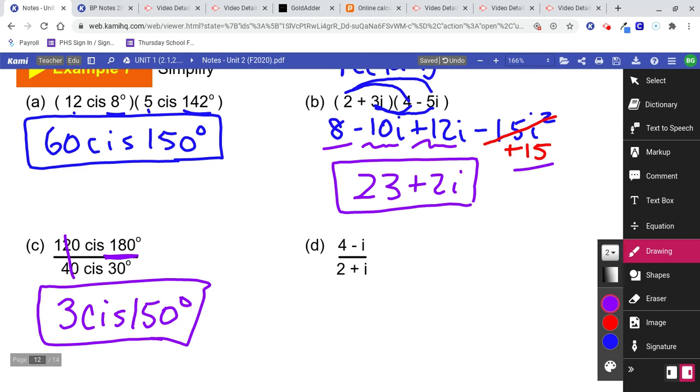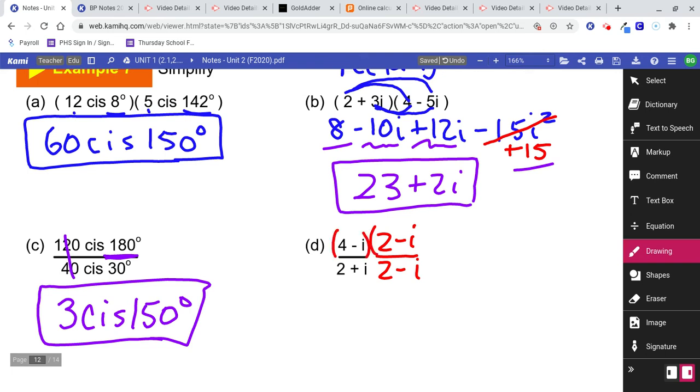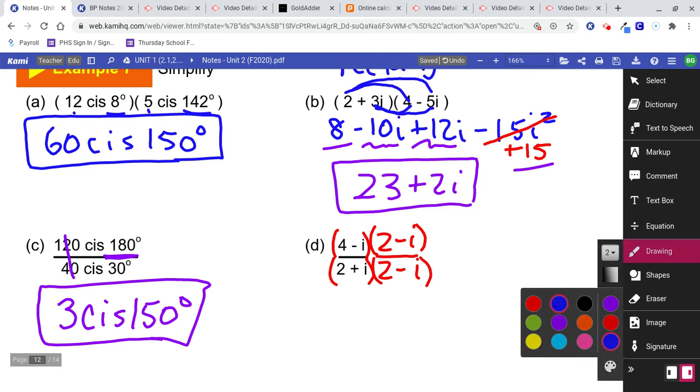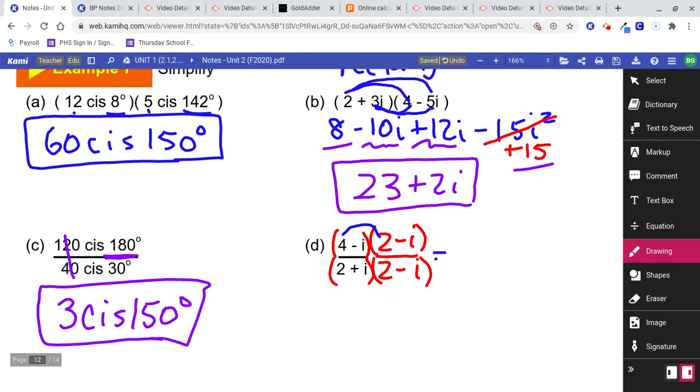We did this in a previous section. We had to multiply by the complex conjugate here, 2 minus i over 2 minus i. Actually, we're multiplying by 1, but we're multiplying by a special form of 1 using the complex conjugate. And we're going to have to FOIL or distribute. 4 times 2 is 8. 4 times negative i is minus 4i. Negative i times 2 is negative 2i. Negative i times negative i is plus i squared. On the bottom, 2 times 2 is 4.